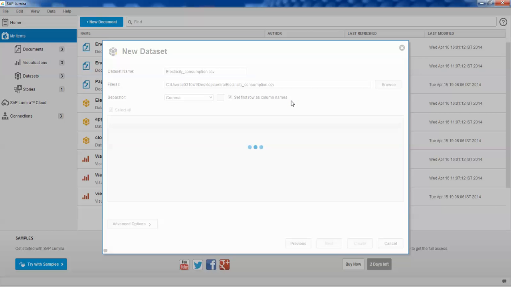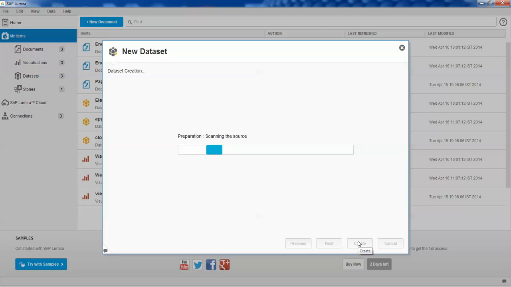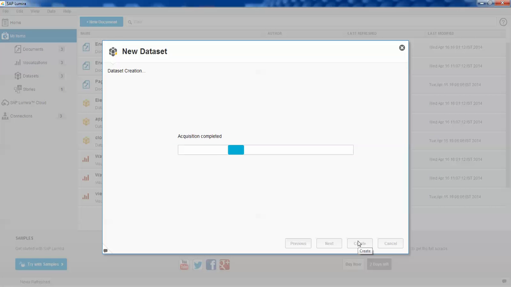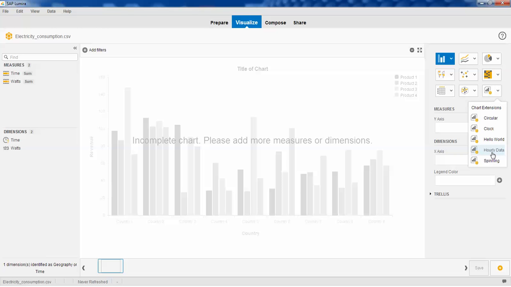So if you see, this data set says at 1 o'clock, on an average, 354 watts of energy is being used. And by 7 o'clock, it increases to 744 watts and so on. So let's visually see how this data is going to look. Now, this is a typical bar chart, but to represent this data in a circular fashion, I'm going to use my extension that I have created called hourly data.